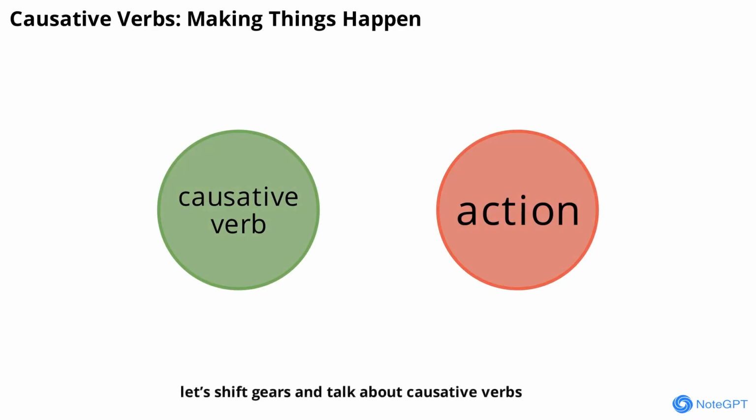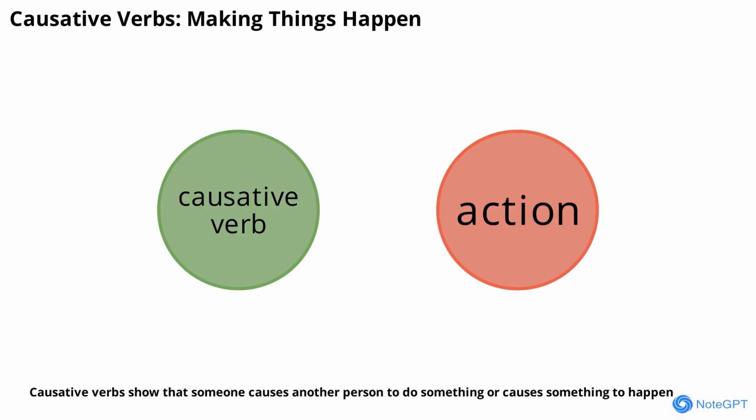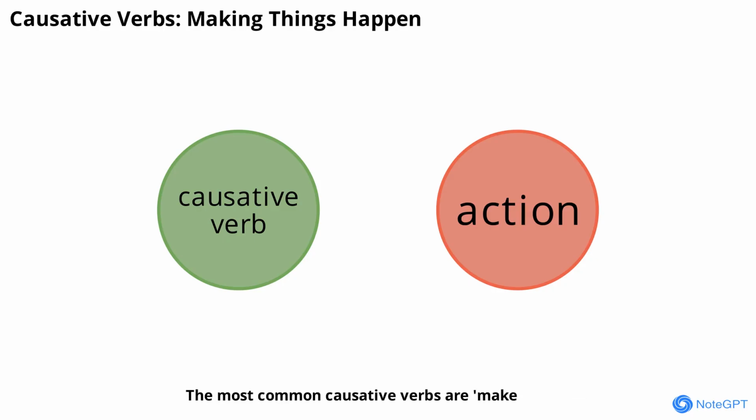Now let's shift gears and talk about causative verbs. Causative verbs show that someone causes another person to do something or causes something to happen. The most common causative verbs are make, let, and have. For example, Sally made me take off my shoes. Here, Sally caused the action of taking off shoes.